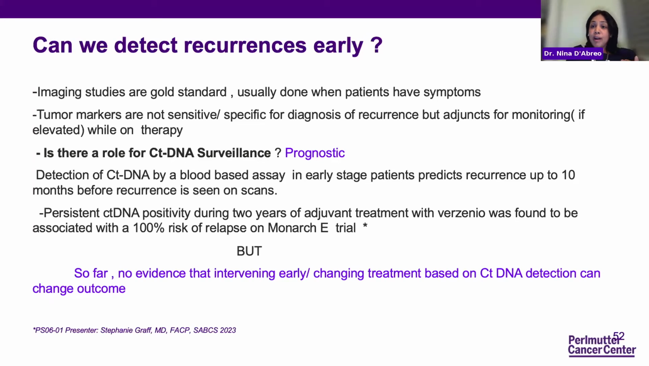Unfortunately, so far, we have no evidence that if you find somebody with a higher ctDNA and you change treatment, you can actually lower the chance of recurrence. We don't have that data yet, but there are several ongoing studies that are looking at doing that. So for example, if somebody had stage 3 cancer and had ctDNA monitored, if it was elevated, these are the studies looking at changing treatment at that point, instead of waiting till it becomes evident on a scan. And so more to come in the years ahead.